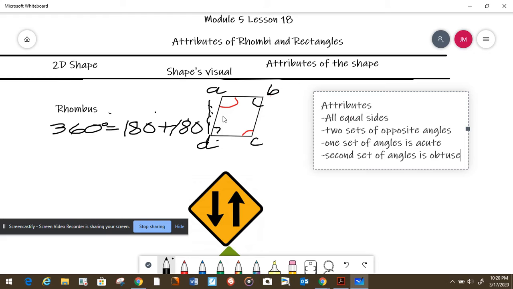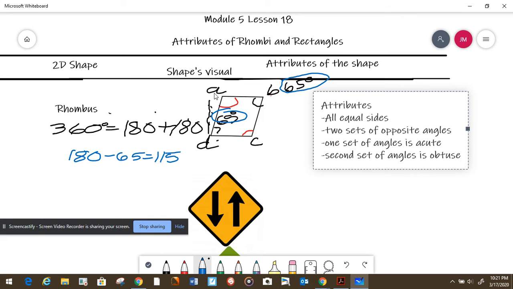So let's say this is 65 degrees. That means the opposite angle should be acute as well, so it should be 65 degrees. Let me circle this so it looks different. These two are 65 degrees. Now the other angle should be 180 minus 65, because these two are supplementary. They have to equal 180. So let's do 180 minus the 65, and your total should be 115.